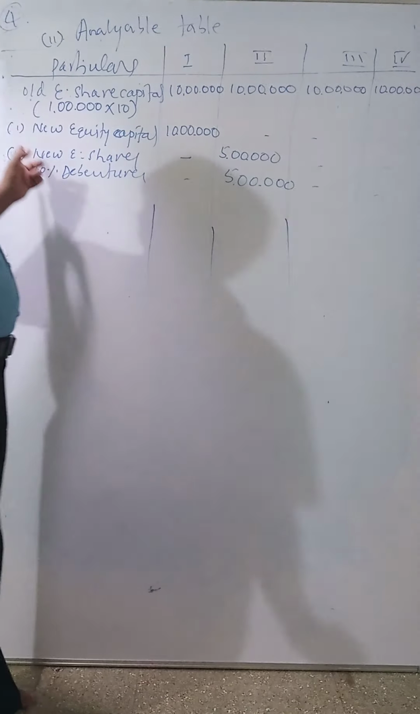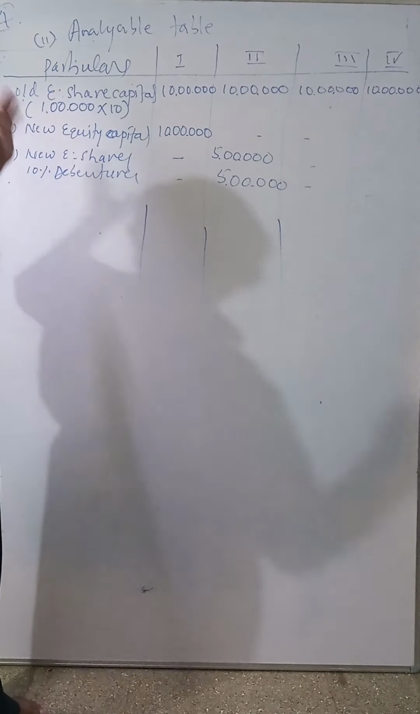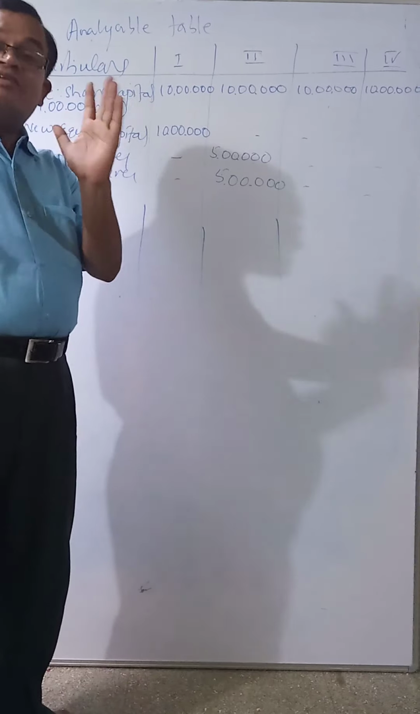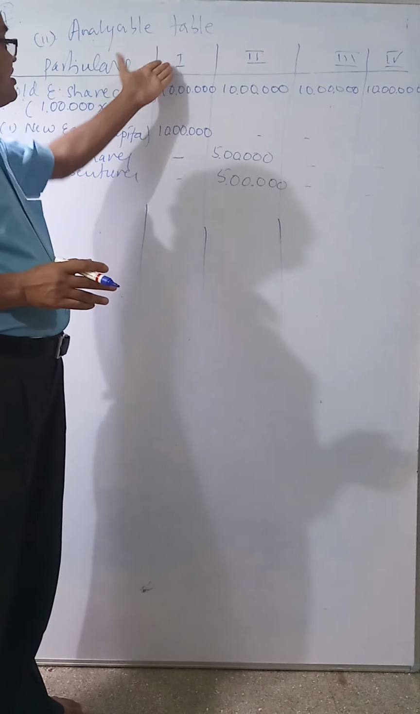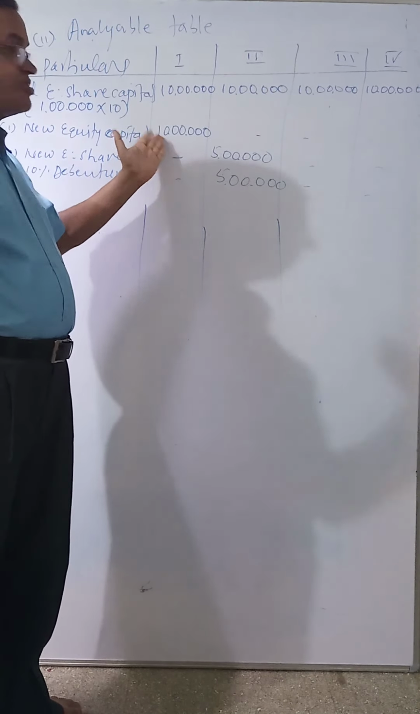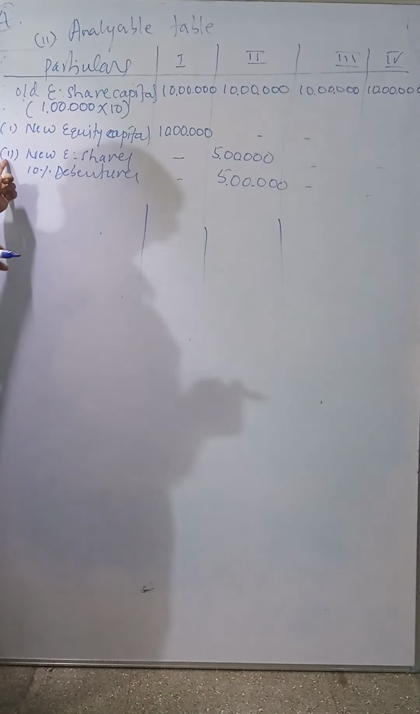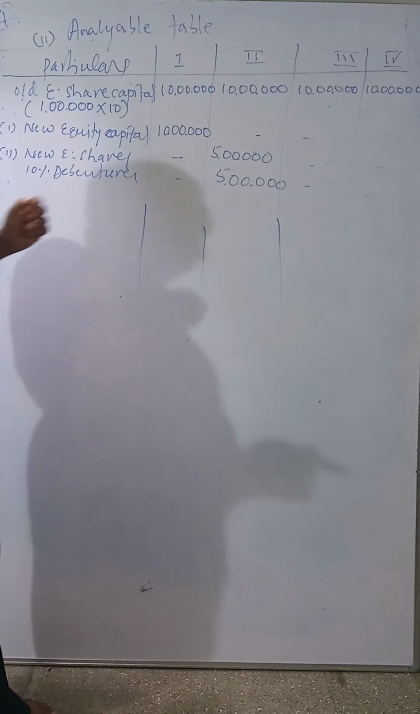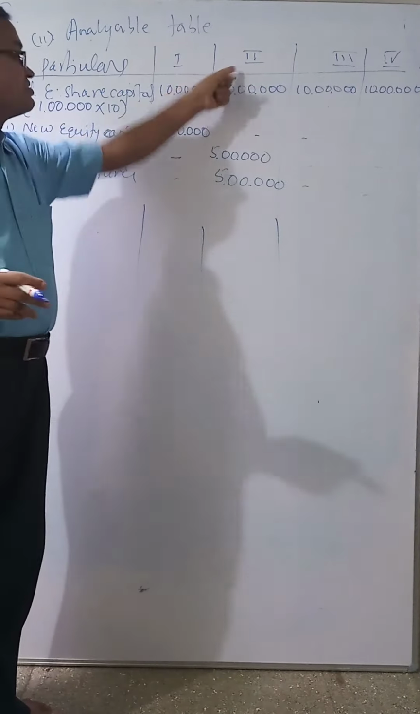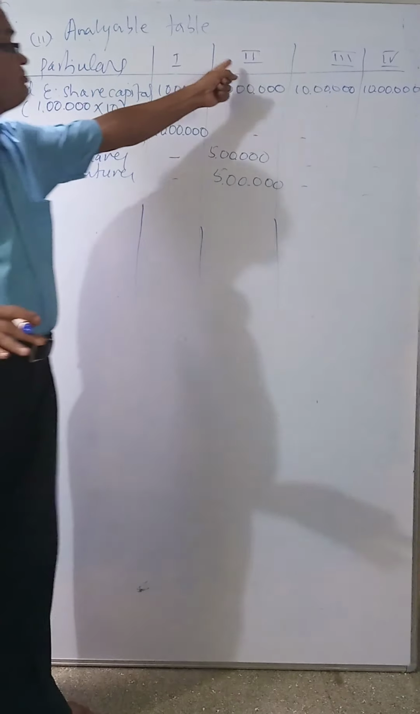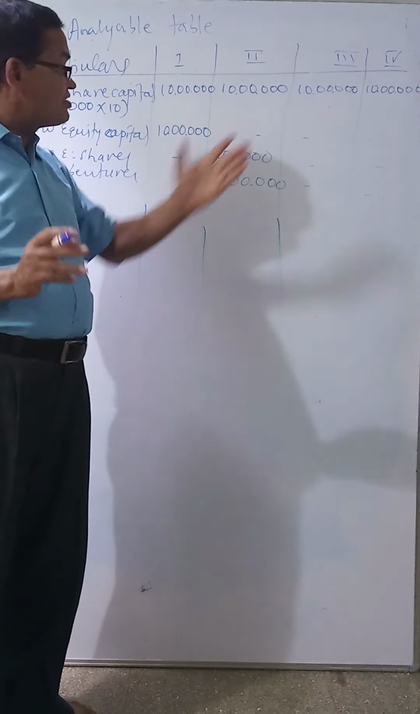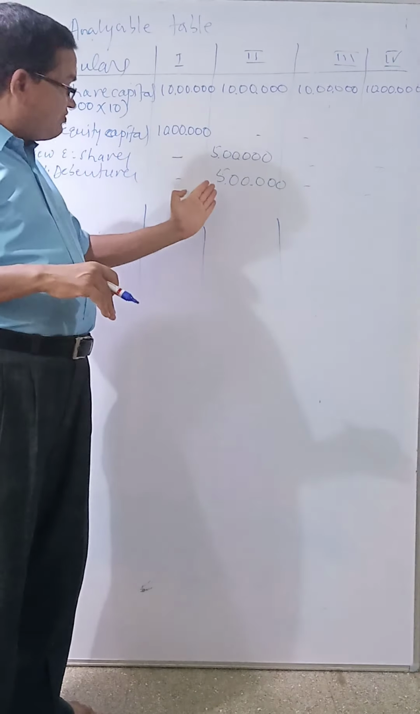See, in the first point they gave all in equity shares, meaning the further 10 lakh rupees is raised by issuing equity shares. In the second point, I wrote rupees 5 lakh in equity shares and rupees 5 lakh in 10% debentures. 5 lakh plus 5 lakh is 10 lakh, so the second plan is over. They want to raise the funds: 5 lakh in equity shares, 5 lakh in debentures.